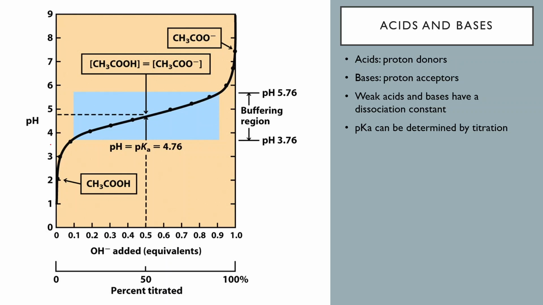Same thing at the lower end. So when pH starts very low and you're below pH 3.76, adding hydroxide ion has a much bigger effect. So that's why we call it a buffer, because it maintains a pH in that range.